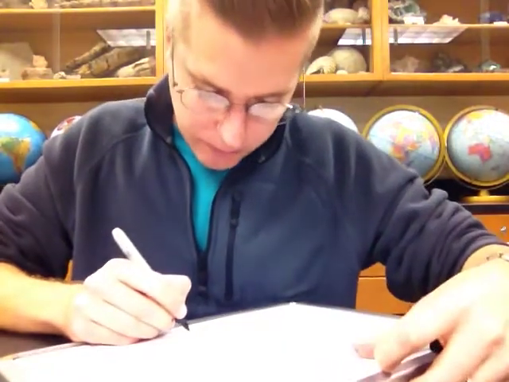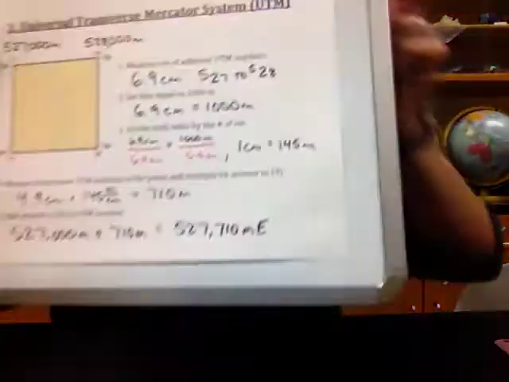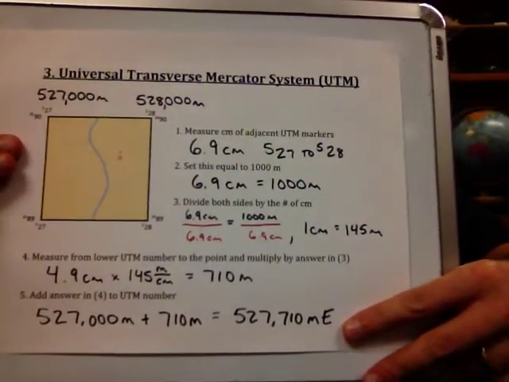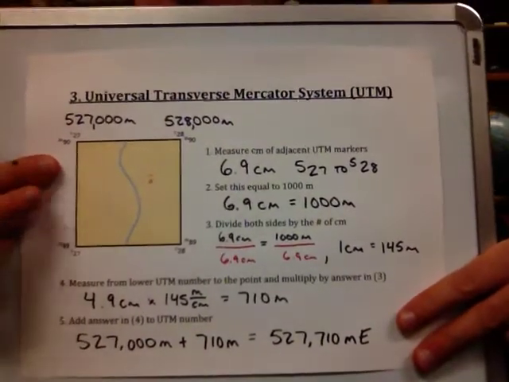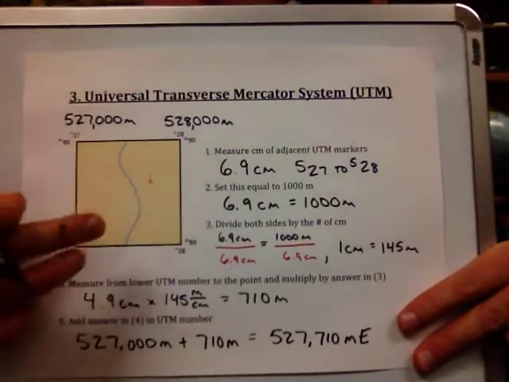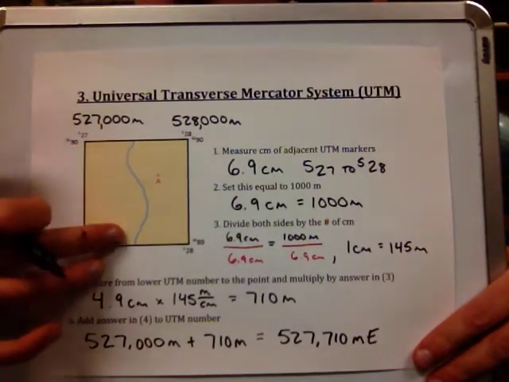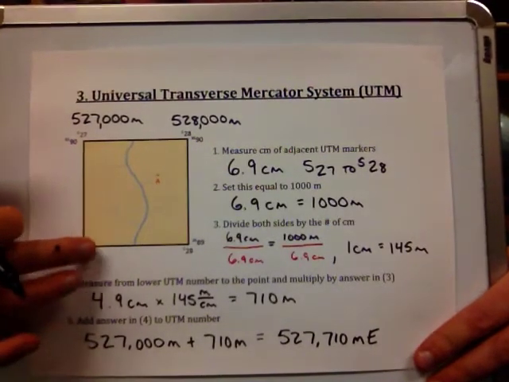And when we do that, we find that the coordinate is going to be 527,710 meters east, because again we were measuring to the east. You will do the exact same thing for the north-south. I'm not going to do it in this video, but it's the exact same steps.